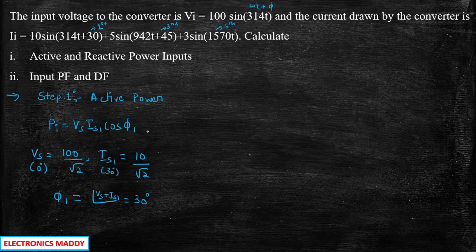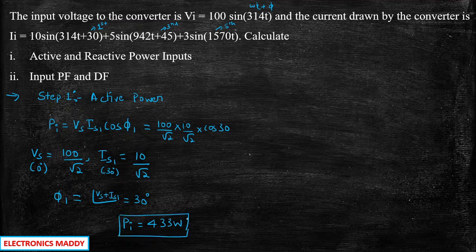Now we will be able to find the value of Pi. It is 100 by root 2 into 10 divided by root 2 into cos 30. So you will get the value of Pi equal to 433 watts. So we have found the active power input.